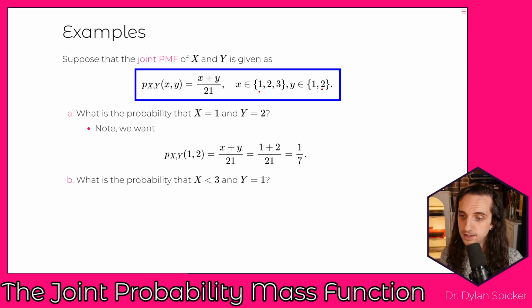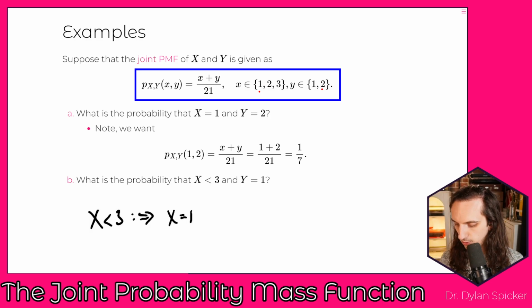Now, what is the probability that x is less than 3 and y is equal to 1? Okay, so if we want x being less than 3, then what are the possible values for x? Well, if we go back up, we know that x is going to be a 1, a 2, or a 3. So this is going to tell us that x is going to have to equal 1, or x is going to have to equal 2. In both cases, we want y equals 1 here. So that's x equals 1 and y equals 1, or x equals 2 and y equals 1.